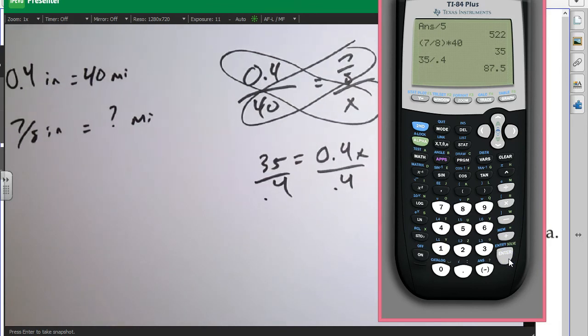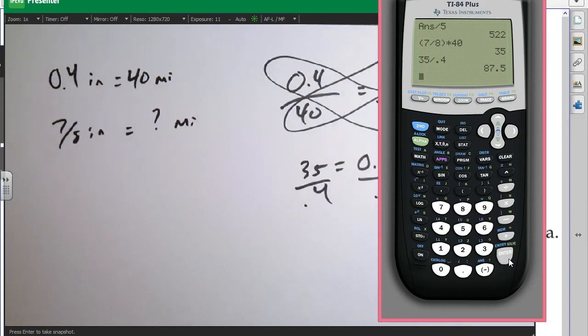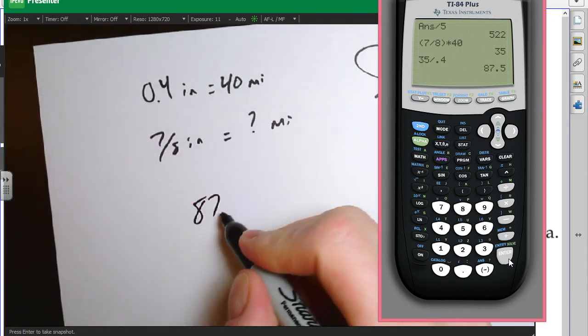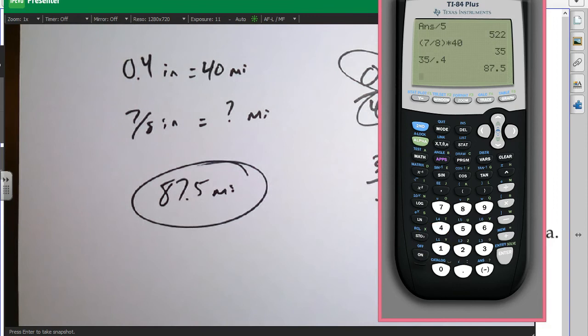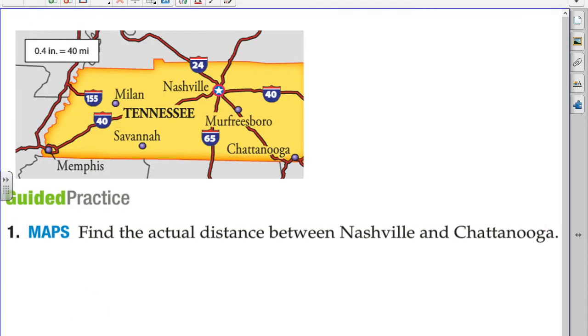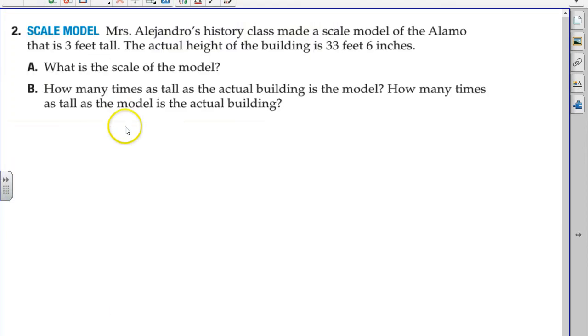Again, that's just a rough approximation. It doesn't actually have to be exactly 87.5, but that's what I got from my work here. So how far is it? 87.5 miles by the map. Okay, great. So that was that first example. Next couple work a little bit faster. Okay. All right, so scale model.